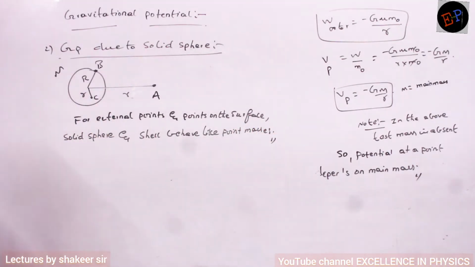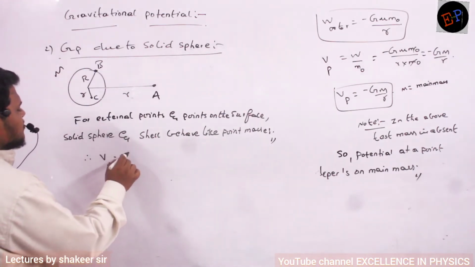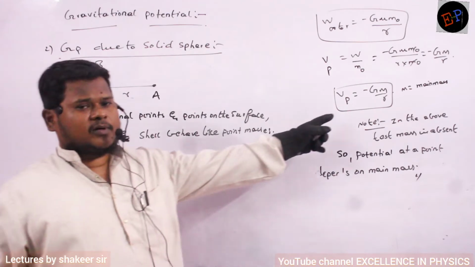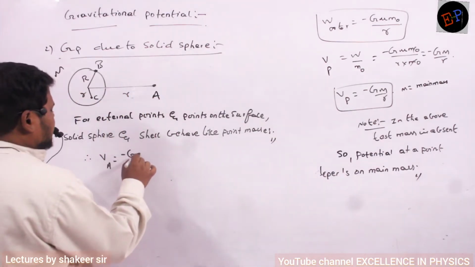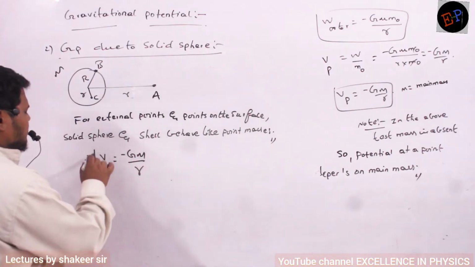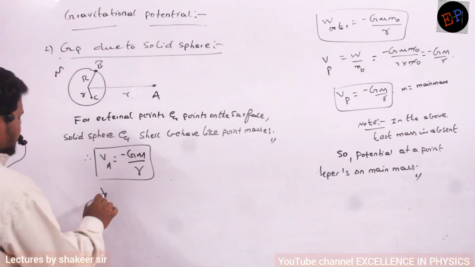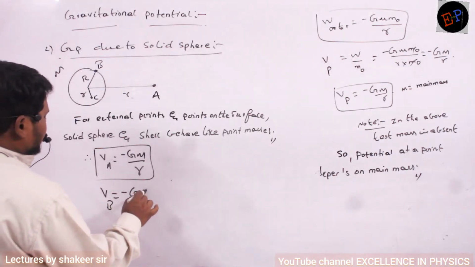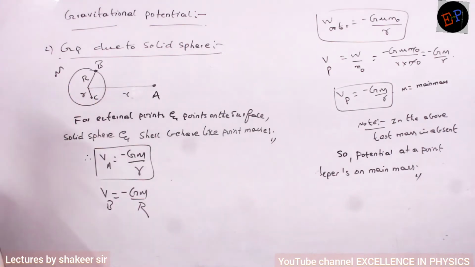Therefore, gravitational potential at point A is equal to, for a point mass we have already calculated, the potential is minus GM divided by r. This is my equation for outside points. And for points on the sphere, minus GM by capital R, because the distance of the surface from the center is nothing but the radius. So minus GM divided by R.